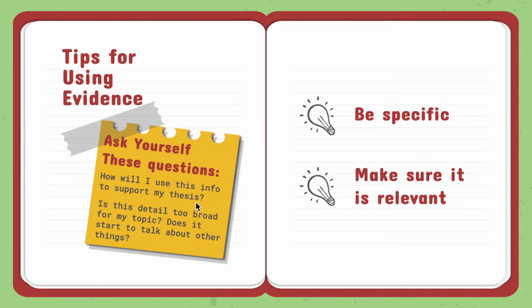You can also ask yourself, is this detail too broad for my topic? Does it start to talk about other things? If you answered yes, then you should look for another support or narrow down the quote you already have. A good thing to keep in mind about quotes in general is that it should never really be over 3 sentences. It should be to the point. That way you are directly addressing the thesis statement and supporting it.